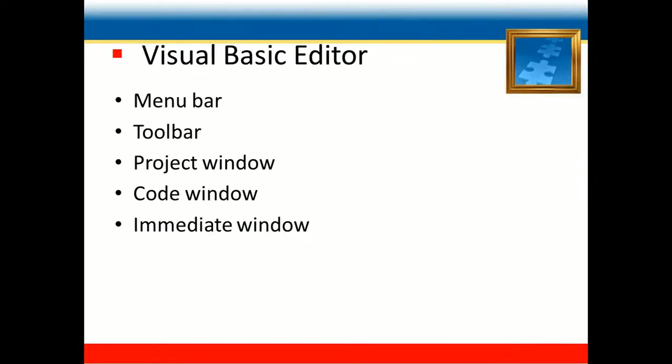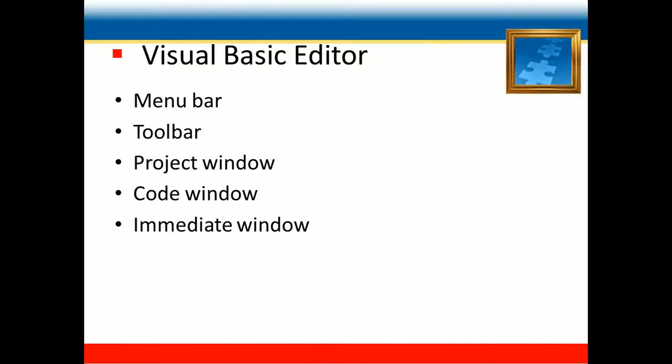The Visual Basic Editor has a few components such as the menu bar, toolbar, project window, code window, and an immediate window. The menu bar contains commands that you use to do things with various components in the VBE. You will also find that many of the menu commands have shortcut keys associated with them. You can customize the toolbar that you want to see in the Visual Basic Editor.